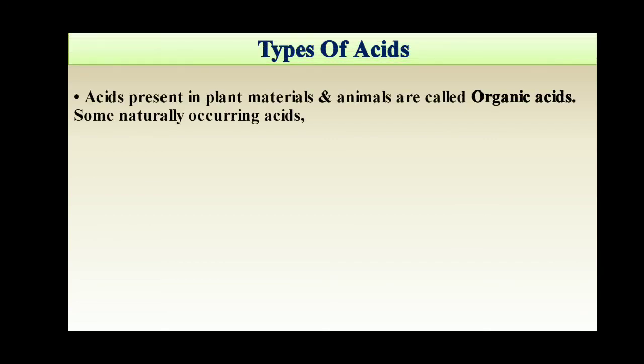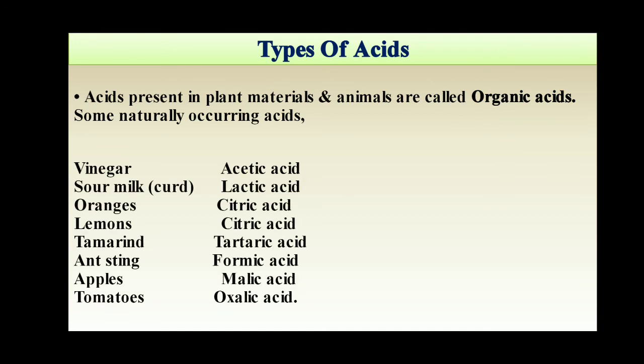So first I have taken organic acids. Acids present in plant materials and animals are called organic acids, or simply you can say those acids occur in nature, that we get from natural resources, are known as organic acids. Okay, so some naturally occurring acids are as follows.